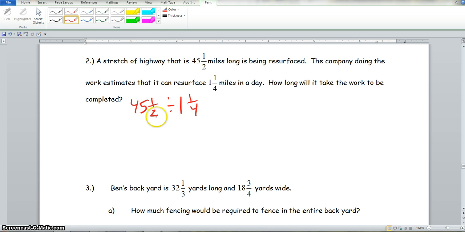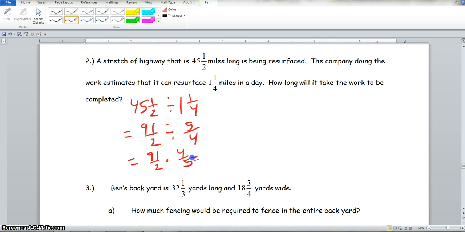Now we'll change these mixed numbers to improper fractions. This will give us 91 over 2, and this will give us 5 over 4. Because remember, we'll take 45 times 2 is 90 plus 1 is 91. Keep your denominator the same. And 1 times 4 is 4 plus 1 is 5. And keep your denominator the same. So this will become 91 over 2 times 4/5, because we changed this to multiplication and take the reciprocal.